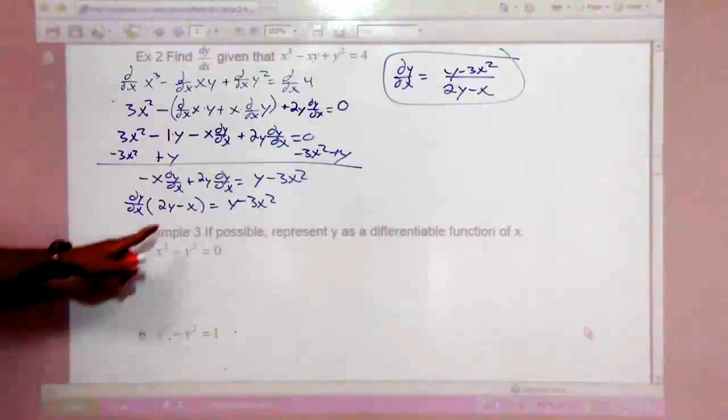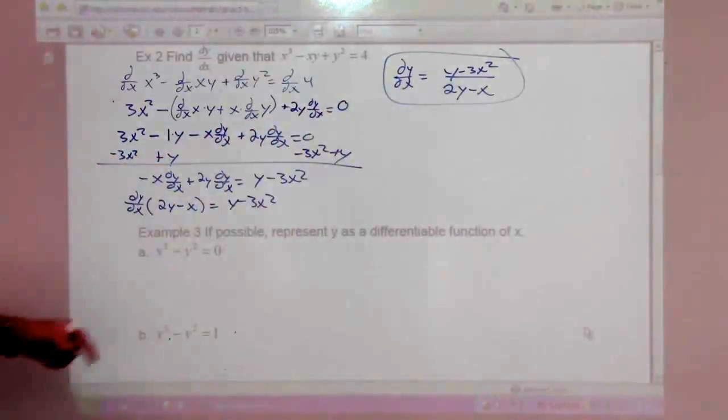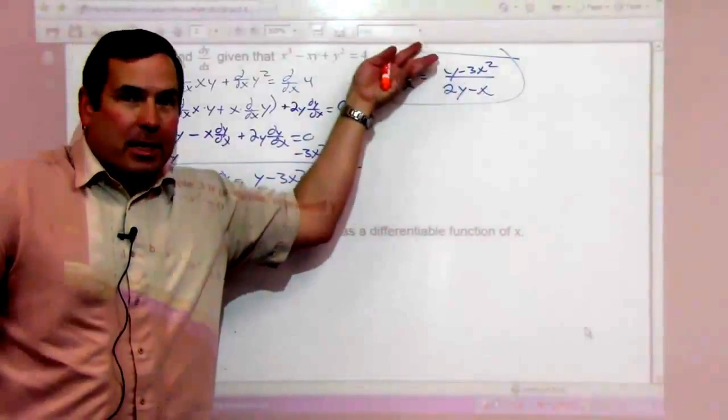So I divide both sides by the 2y minus x, got the dy dx by itself. But notice the answer has both y's and x's in it. That's going to happen.